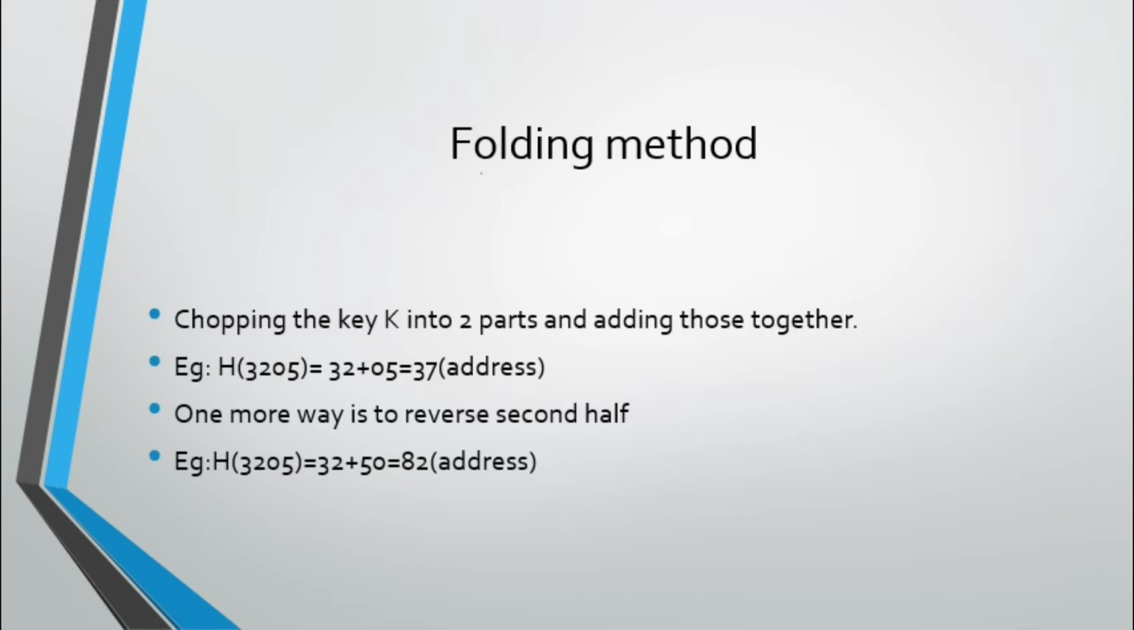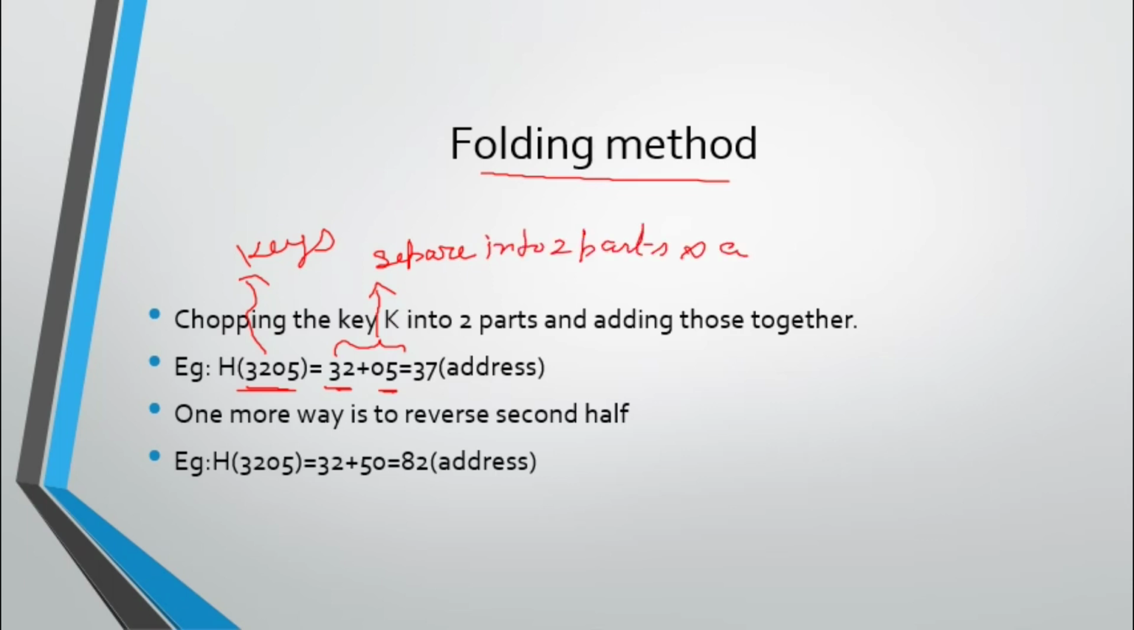Next is the folding method. You can implement the folding method in two ways. Say you have the number 3025, which is a key. I separate the key into two parts and add them. So I get the address 37.